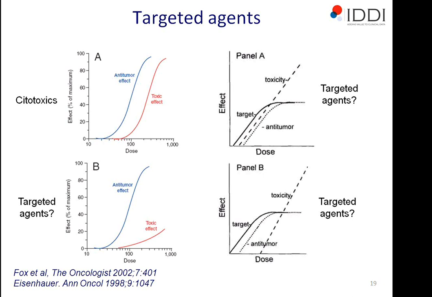Whereas for targeted agents, all the other three situations are, at least in theory, possible, and it's hard to tell in advance exactly what will happen unless there is extensive preclinical data in that regard. So for this panel here, we can see that there is a steep increase in the dose activity curve at the same time as the dose toxicity curve behaves in a different fashion, and this would be a very favorable scenario in the sense that the activity is achieved at the expense of relatively little toxicity.